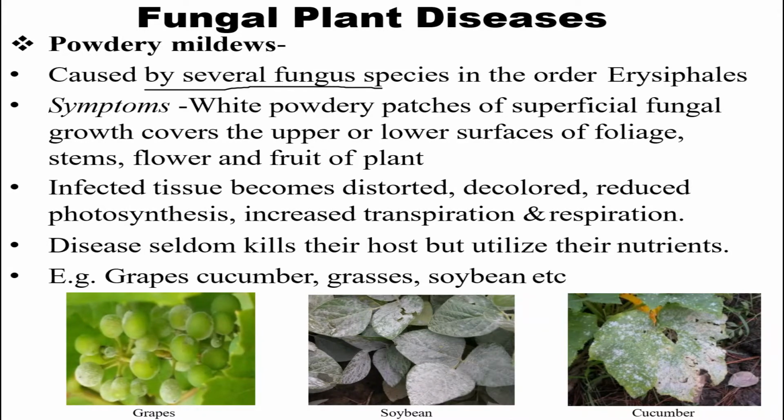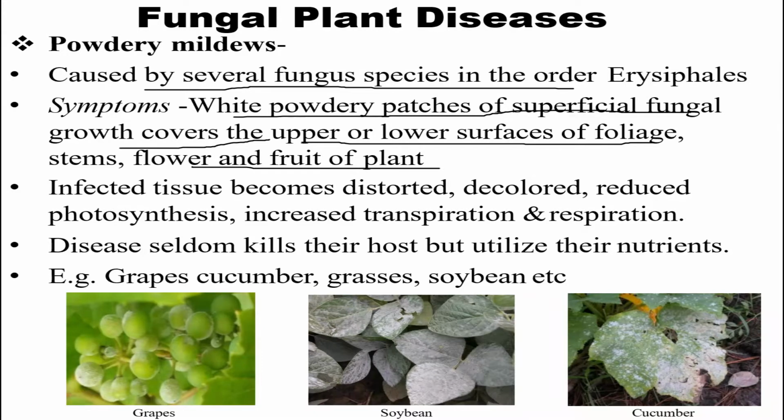Moving on, the next disease that we have here is the powdery mildews, which are caused by several fungus species in the order Erysiphales. Symptoms would be white powdery patches of superficial fungal growth, which cover the upper and lower surface of foliage, stems, flowers and fruit of the plant. Infected tissues also become distorted and discolored, with reduced photosynthesis and increased transpiration and respiration. Some examples would be grapes, cucumber, grasses and soybean.